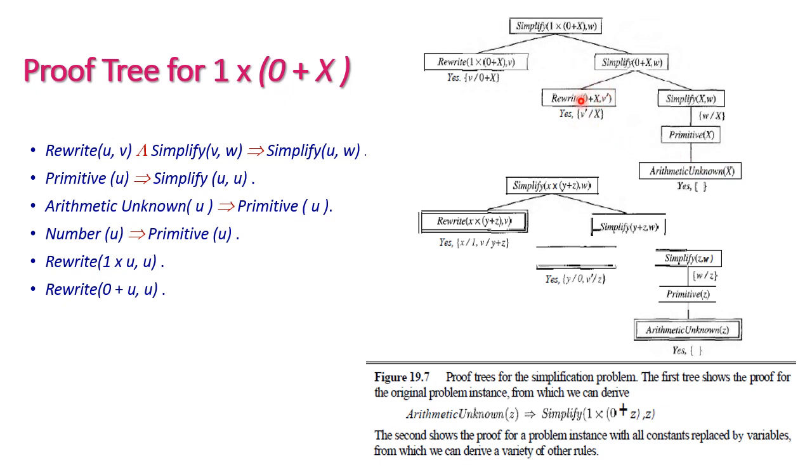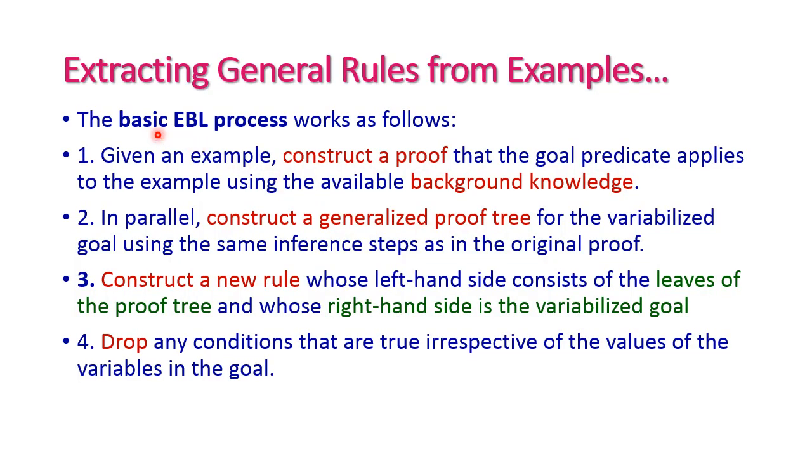Okay, so in these two places we are using the rewrite rule, 1 into u is equal to u, and 0 plus u is equal to u. So in these two places we are applying these two rules. So this is the proof tree of the given sample. And this is the basic EBL process, which is working as follows.